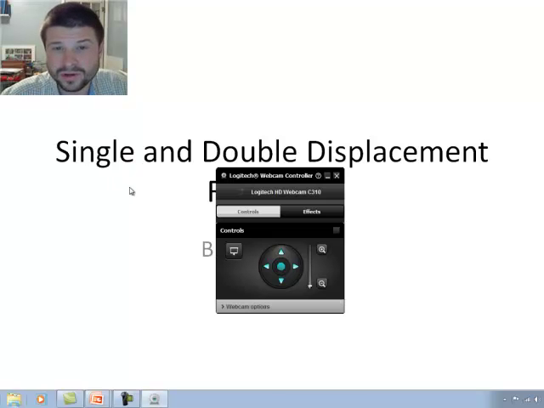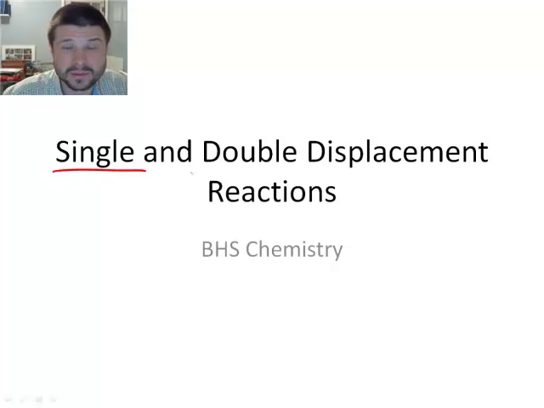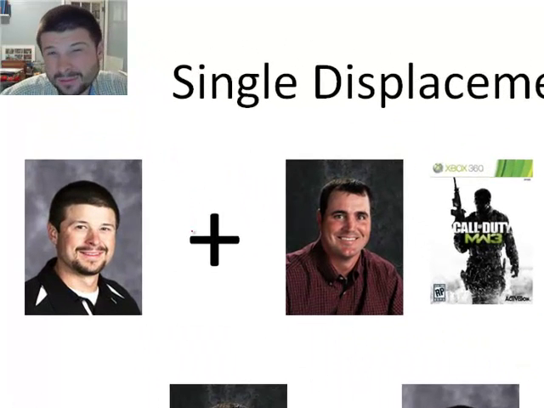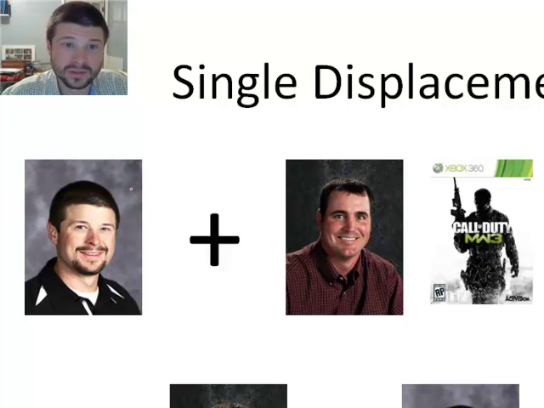So this is Mr. Forster here, and today we're going to talk about single displacement and double displacement reactions. So single displacement, which is the first type we're going to talk about, an example of that would be a single element that is interacting with a compound. Okay, so for instance here, I am the single element.